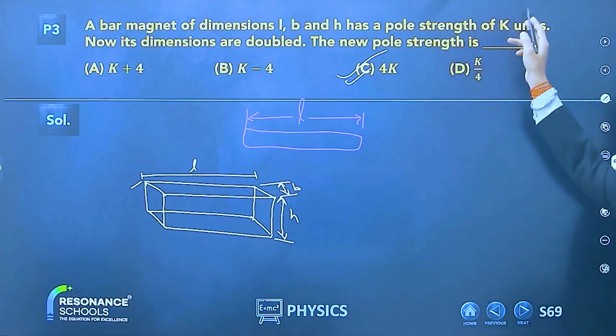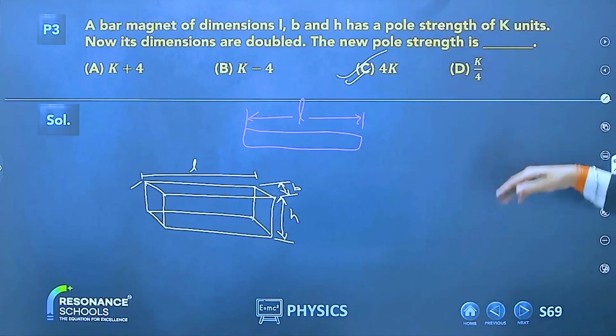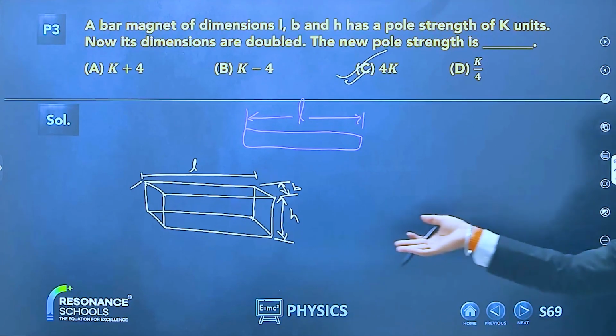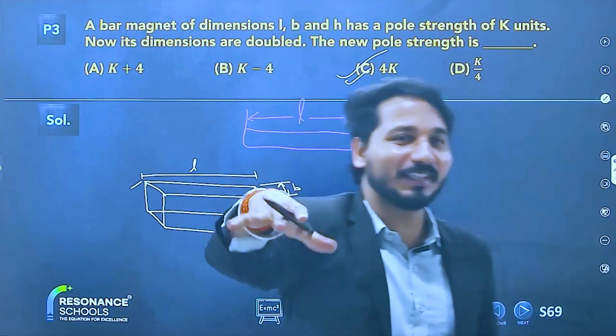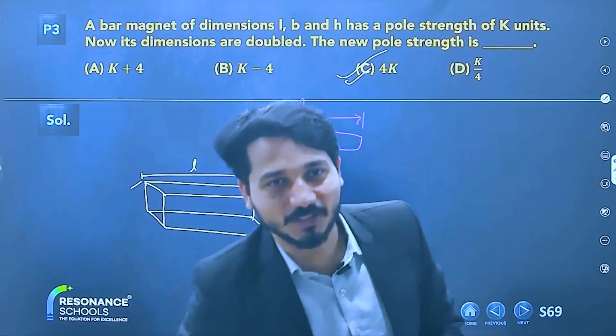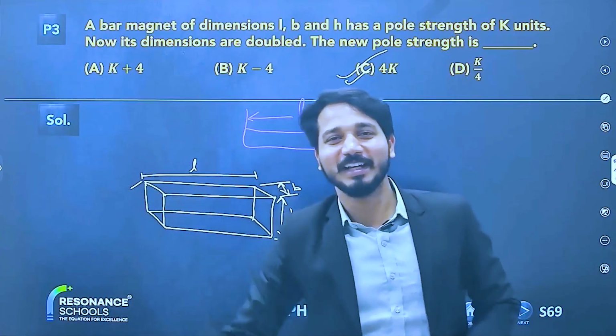4K, because K unit is the pole strength earlier. Now it is doubled, so its correct answer is 4K. Those who have marked option C, give yourself +6, and for a wrong answer, you know, -7.